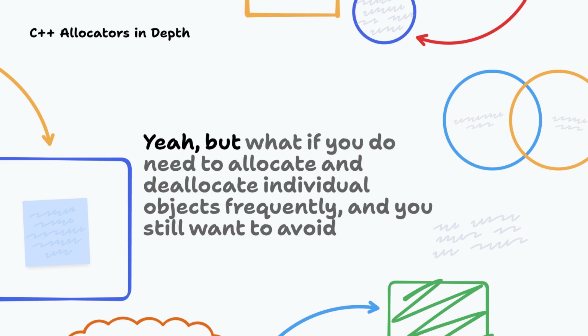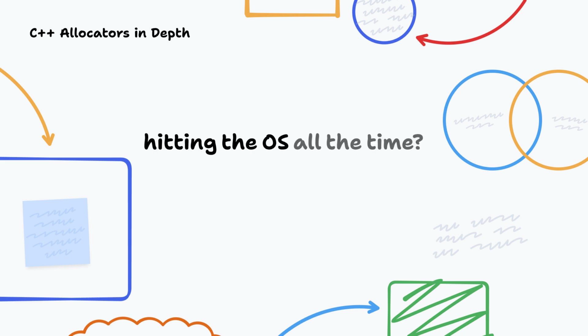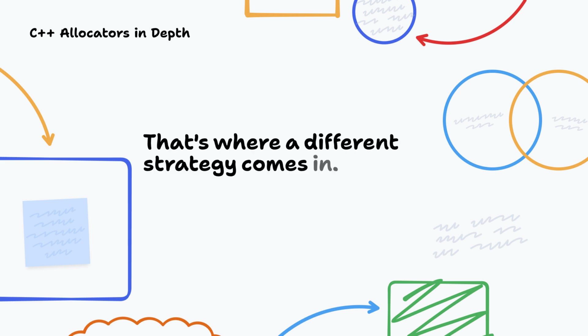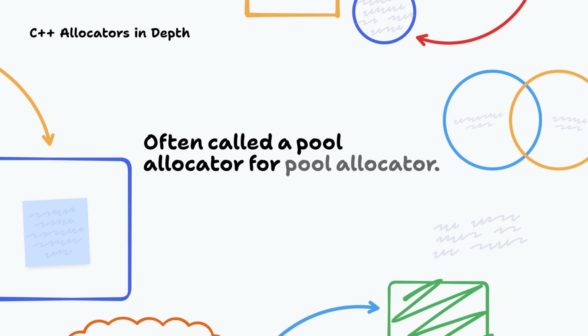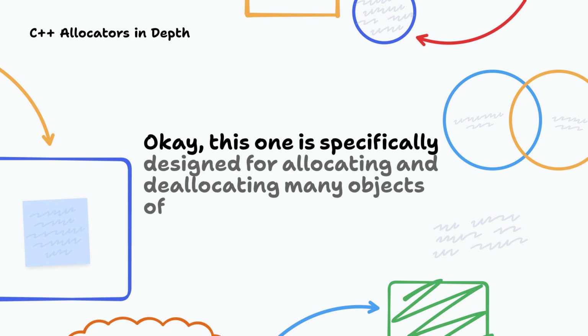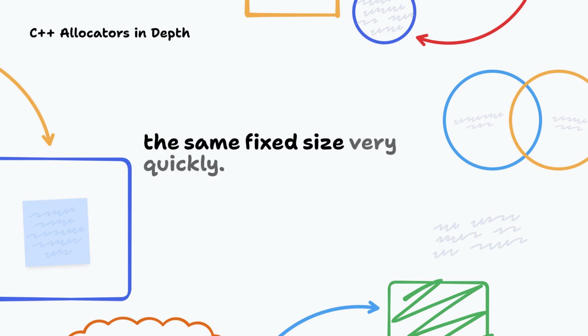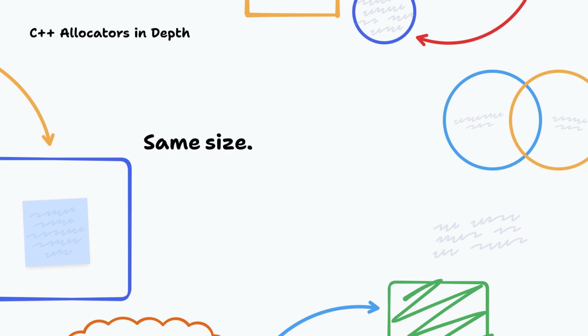Yeah. But what if you do need to allocate and deallocate individual objects frequently, and you still want to avoid hitting the OS all the time? Are we stuck then? Not at all. That's where a different strategy comes in, often called a pool allocator. Oh, pool allocator, okay. This one is specifically designed for allocating and deallocating many objects of the same fixed size very quickly. Same size. That's the key constraint. That's the main one, yes.